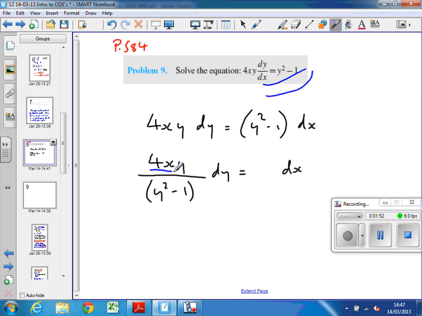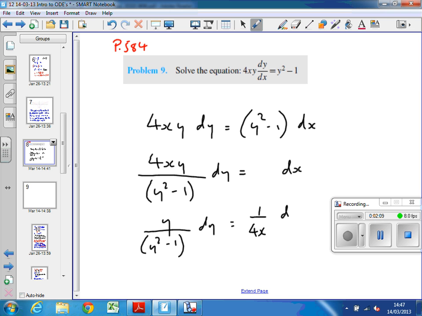But now, of course, we've got the 4x that could go underneath over here. So dividing both sides by 4x, we've separated variables. y over y squared minus 1 dy equals 1 over 4x dx.